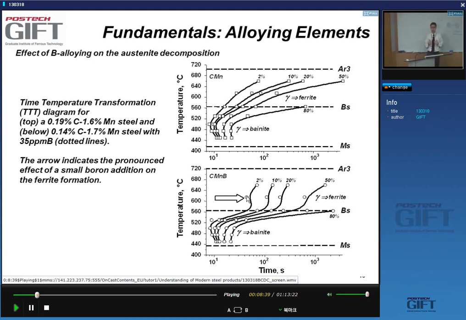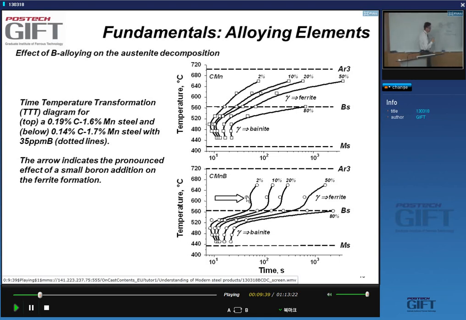The reason why that happens is because the boron will be at the grain boundaries of the austenite, yes, and suppress the nucleation of ferrite at this location. And the boron is preferably in these grain boundaries. So even though the nominal concentration of boron is very low, because it's so strongly enriched in the grain boundaries, the effective boron concentration in the grain boundary is very high.